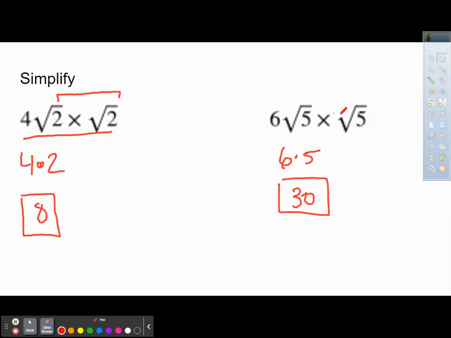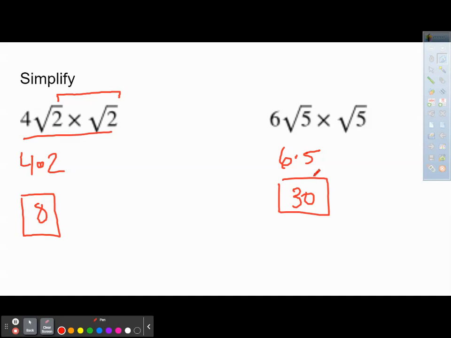Again, type it in your calculator, and you should get 30. 6 square roots of 5 times the square root of 5. If you don't get 30, let me know and I'll come check your calculator. Because I want you to be able to do this on your assignment.